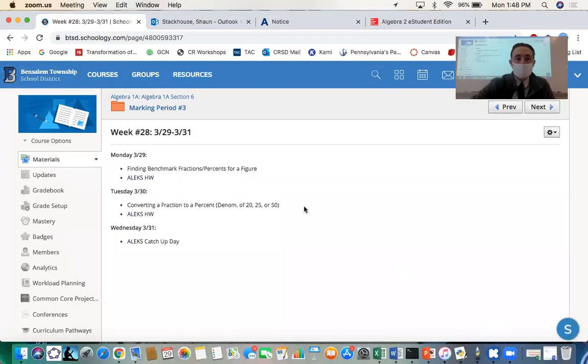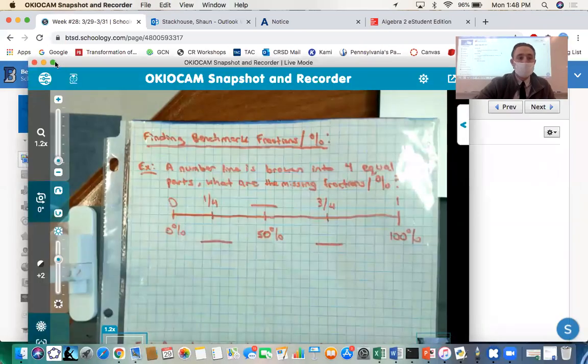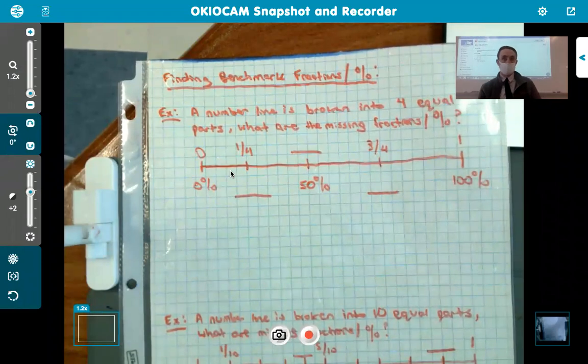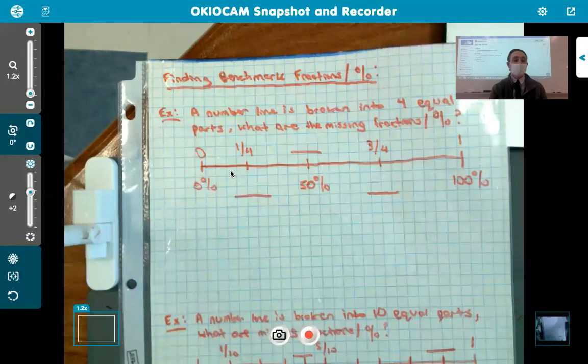And today, like I said, we're going to be working with what's called benchmark fractions and percents for some given figure, okay? So essentially what we're going to be given is a number line, all right? It's going to be broken up into equal parts, so they each have the same interval, right? Just like any number line that we've seen before.